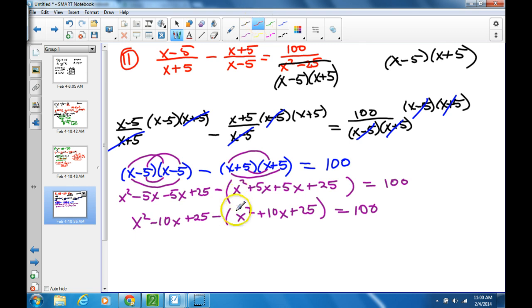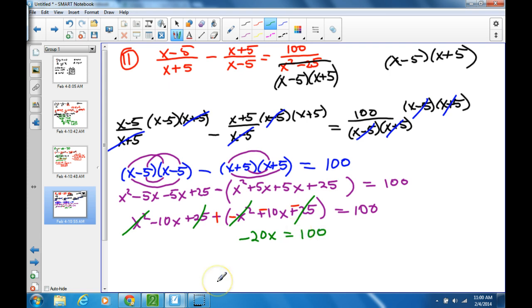It becomes negative. Right, so everything inside of here becomes negative because we have this negative in front. I'm going to change this to a positive. So what cancels out? The x squareds cancel, and the 25s cancel. What are we left with? Negative 20x, because negative 10x plus a negative 10x is negative 20x, equals 100.